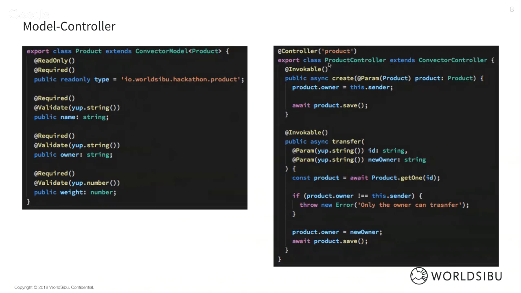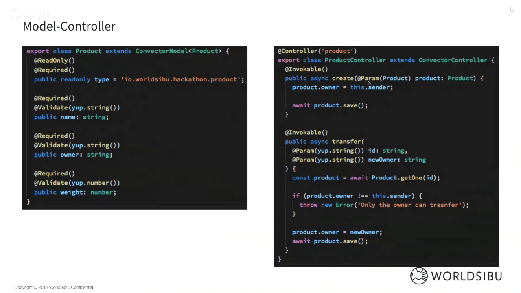On the other hand, we have a product controller. This one extends the Convector controller. This pretty much describes two functions, a function named create and a function named transfer. Each of them, for example, the create function, has a parameter called product. And Convector has this decorator called param that essentially lets you take whatever information they send you as this parameter and parse it into an actual model.